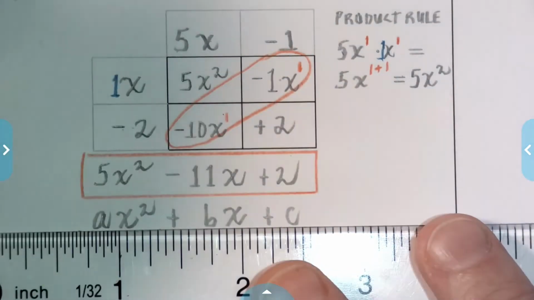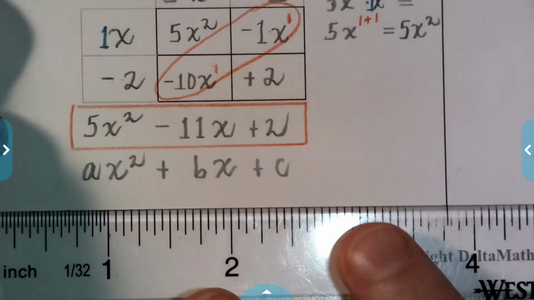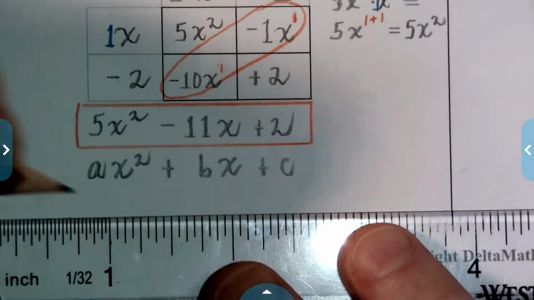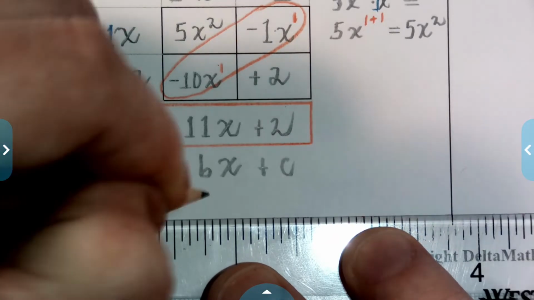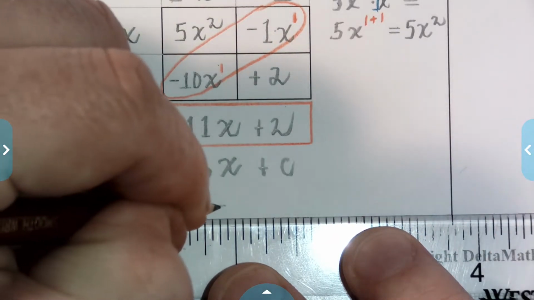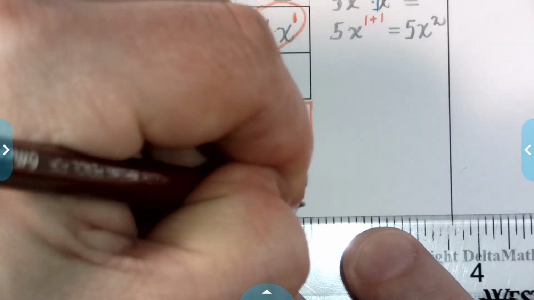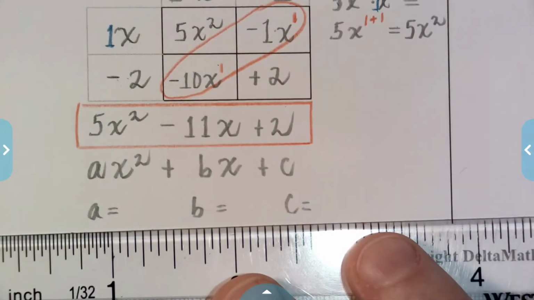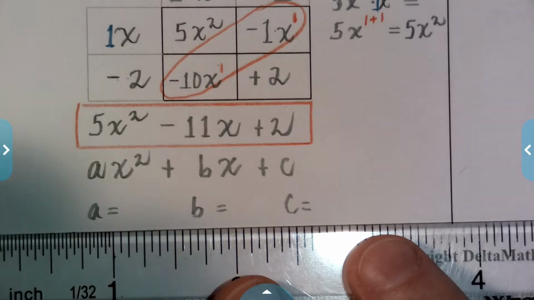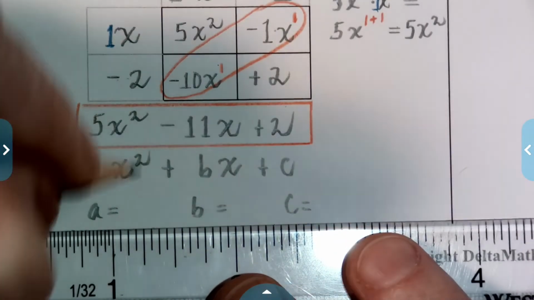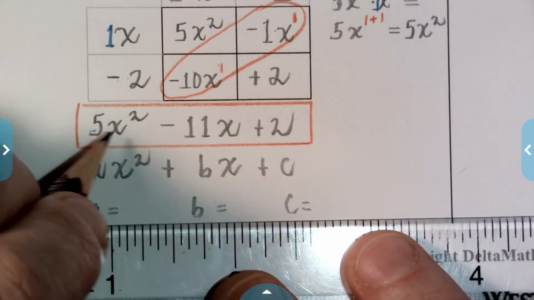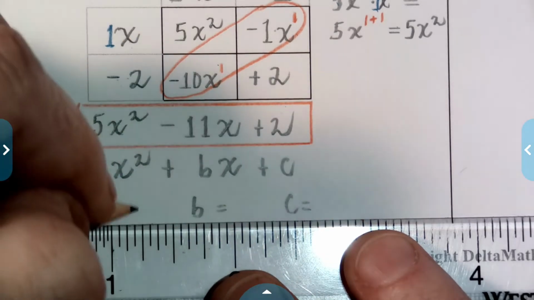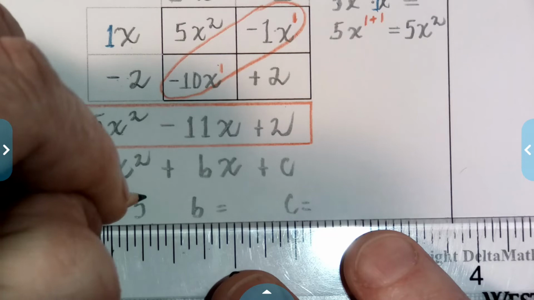Okay, so, what I would like to ask is, what's a, b, and c? A equals, b equals, and c equals. Get into the habit of doing this on every problem, then you're going to save yourself a lot of time later. So a corresponds to 5. See, it's the number in front of the x squared. So we just write a equals 5.